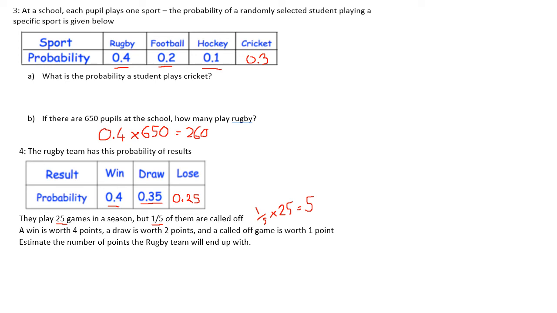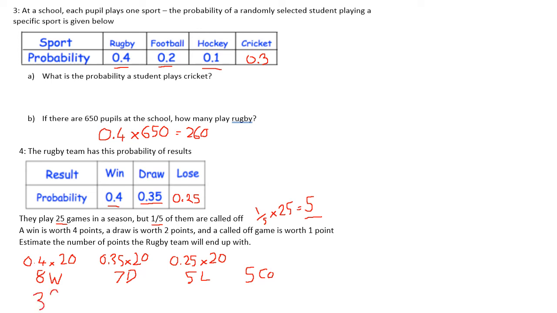actually expect. If we expect them to actually play 20 games in the season, because 5 of them have been called off, we just need to multiply our probability by 20 to get how many wins, to get how many draws, and to get how many losses. So you can see there we've got 8 wins, 7 draws, 5 losses, and 5 games called off. They all add up to 25, so that seems okay.